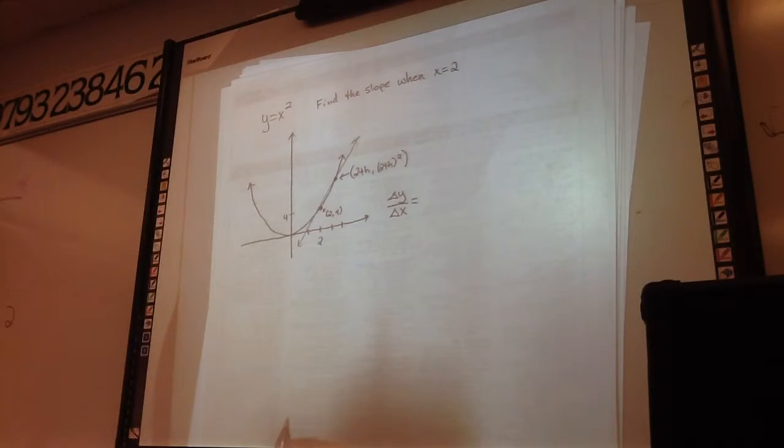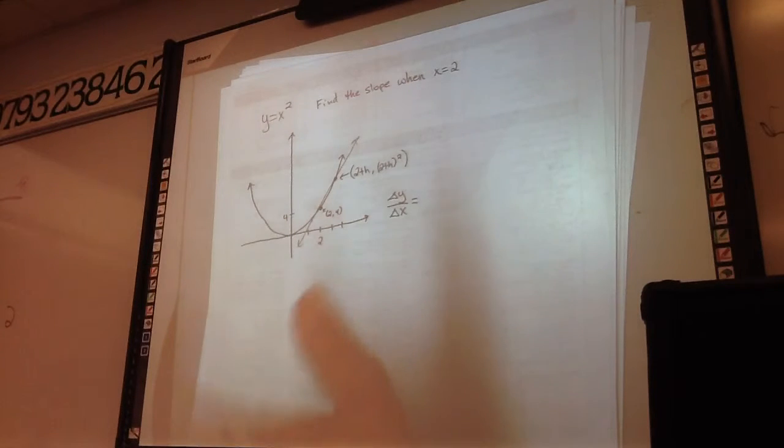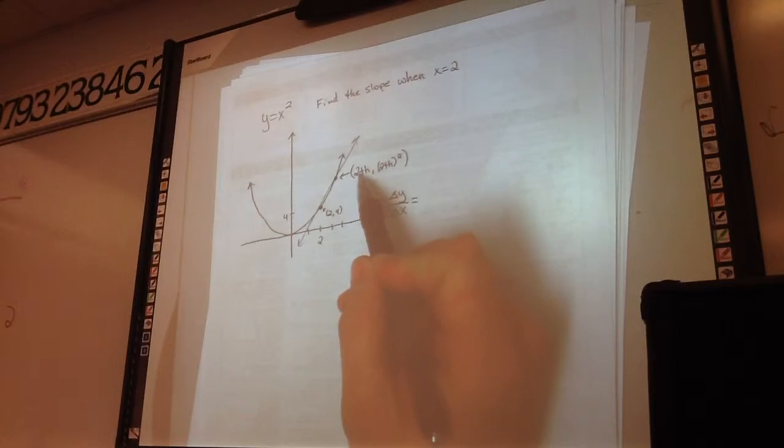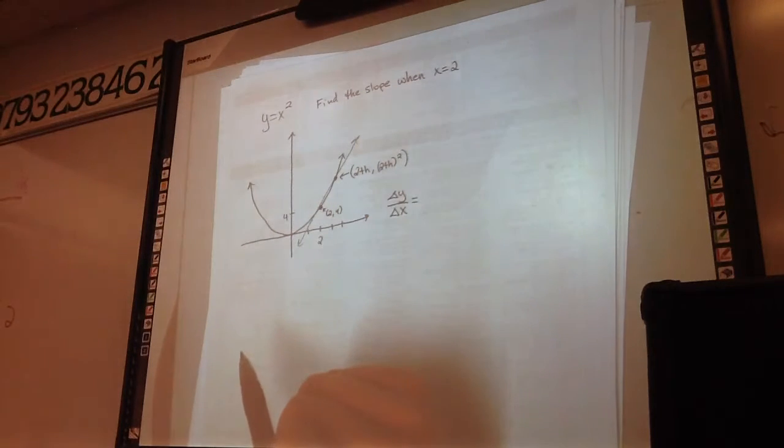How do we make h really, really small? Using the new language you've learned, the limit. The limit as h approaches 0, not 2, because that would be 2 plus 2. We'll come back to that. Let's just do our slope here.